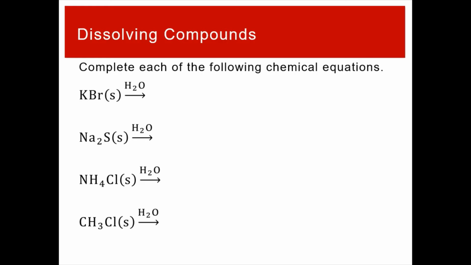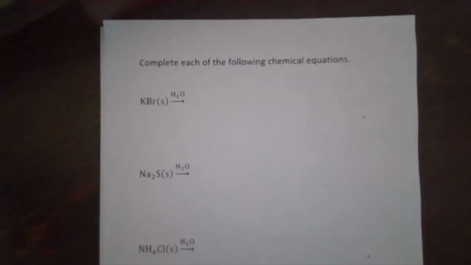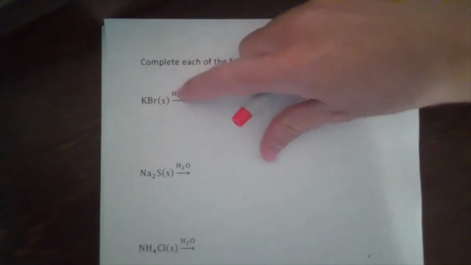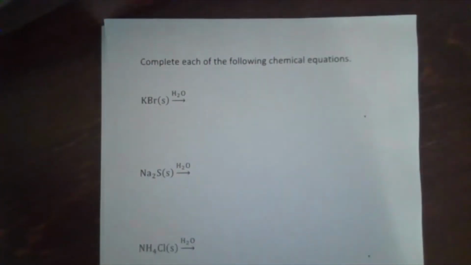So with that in mind, we would like to look at some examples where I have some solids. I'm going to dissolve them in water, and I would like to complete each of these chemical equations. So let's take a look at how that works. So we have our compounds that we're looking to dissolve in water, and we want to complete each of these chemical equations. So really what we just need are going to be products, right? We're given the reactants. We're told we're dissolving them in water. So we want to see what's going on.